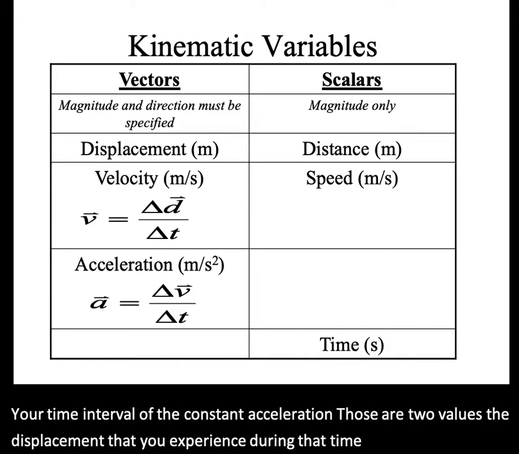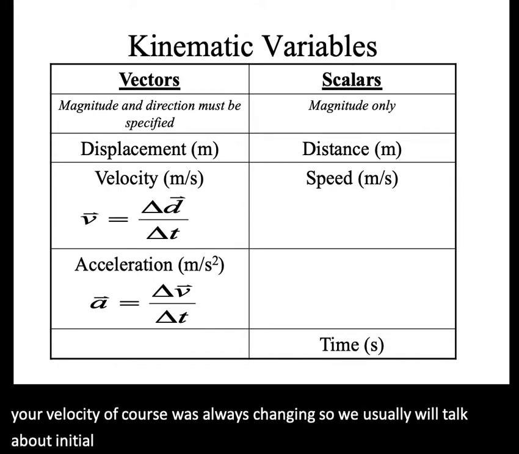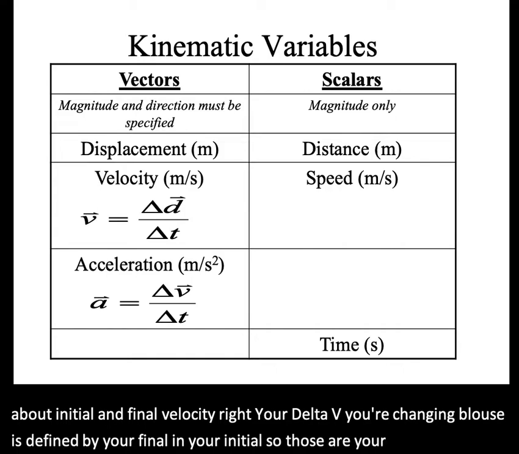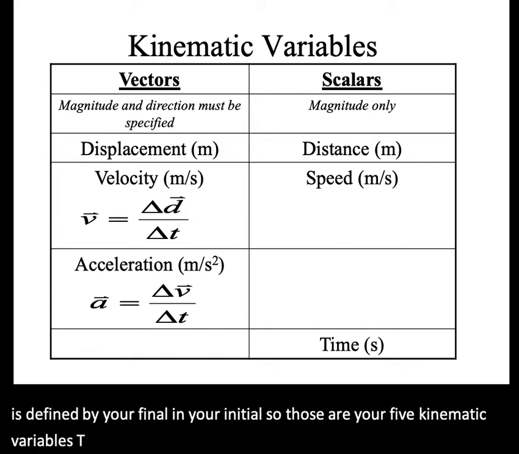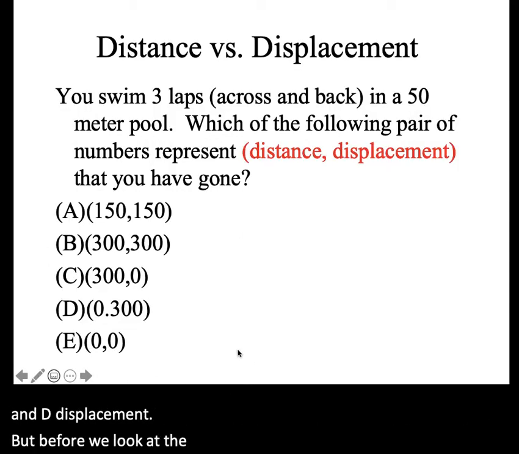And then your velocity, of course, was always changing, so we usually will talk about an initial and final velocity, right? Your delta v, your change in velocity, is defined by your final and your initial. So those are your five kinematic variables: t, a, v sub i for initial velocity, v sub f for final velocity, and d for displacement. Well, before we look at the equations, let's just think about these. All right, so here's an example problem.